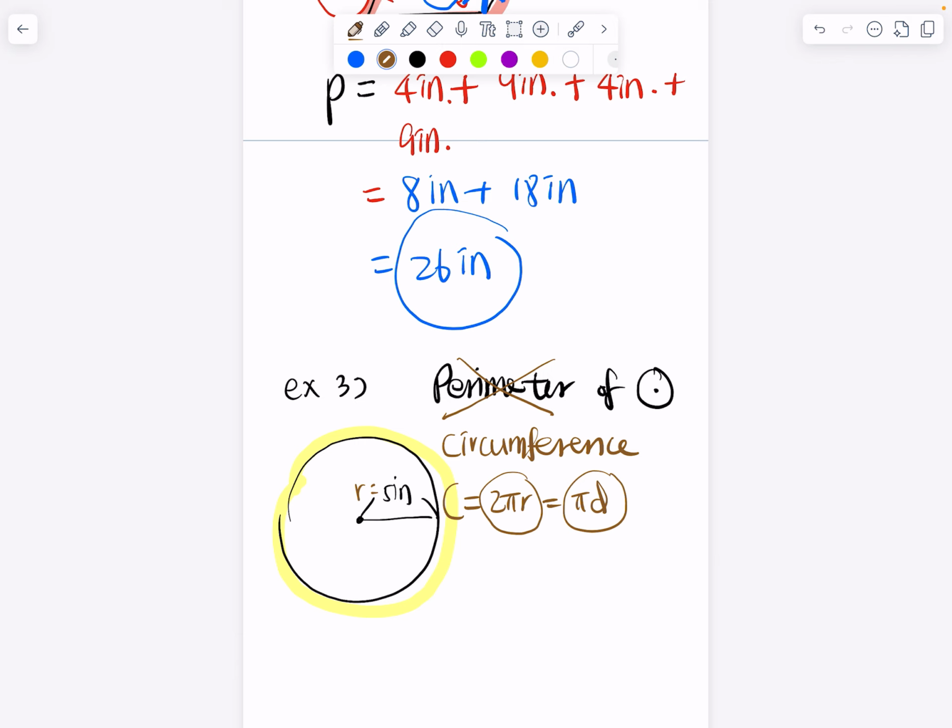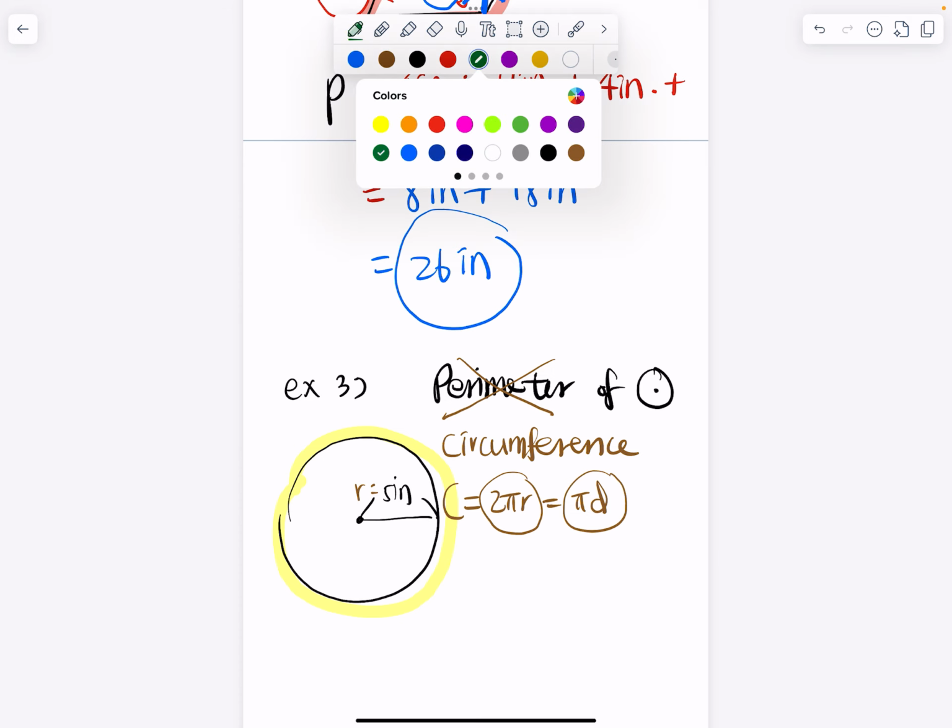Okay? All right. Anyways, Summer wants to use green, so I'm going to go ahead and use green. Haha. So here we go.